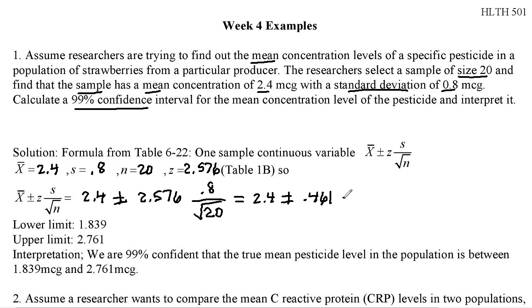So 2.4 minus 0.461 will be, I'm sorry, 1.939. That's the lower limit. And then 2.4 plus 0.461 is 2.861. And I've recorded those down here as the lower limit and the upper limit. So our interpretation of this is that we are 99% confident that the true mean pesticide level in the population is between these two cutoffs here, which is 1.939 micrograms and 2.861 micrograms.